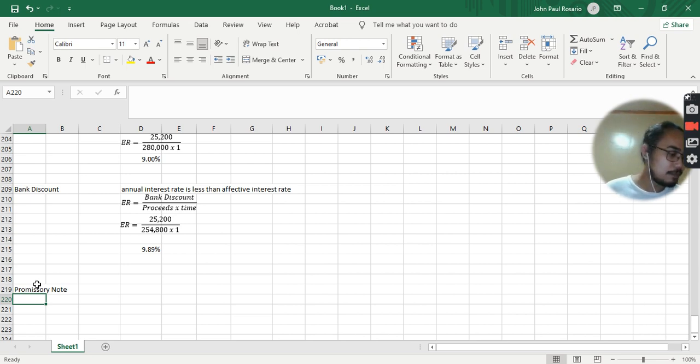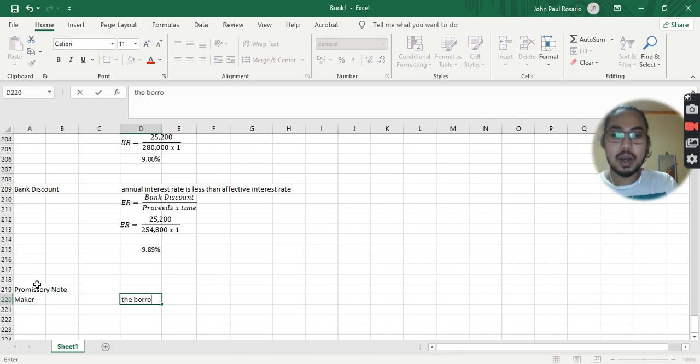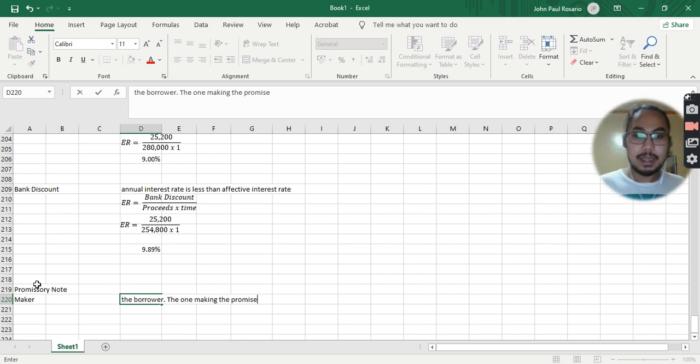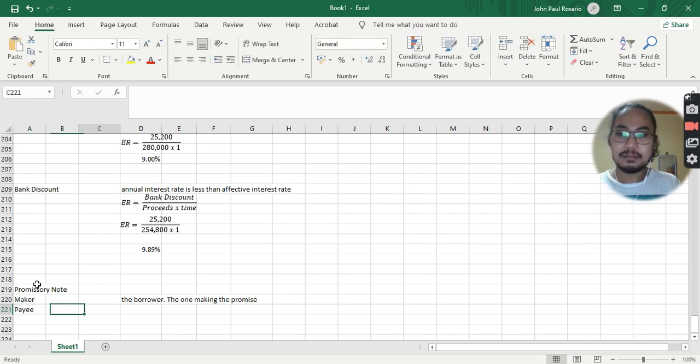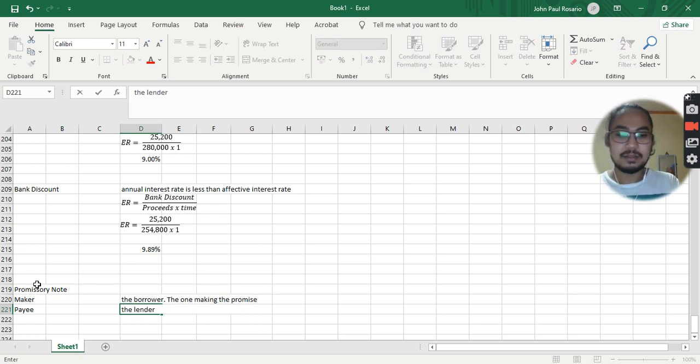So there are parties to the promissory note. We have what we call the maker, or this is the borrower, because he is the one who made the note, the one making the promise. Okay? And then the payee is the one to be paid. So, the lender. He is the one to whom the promise is being made.